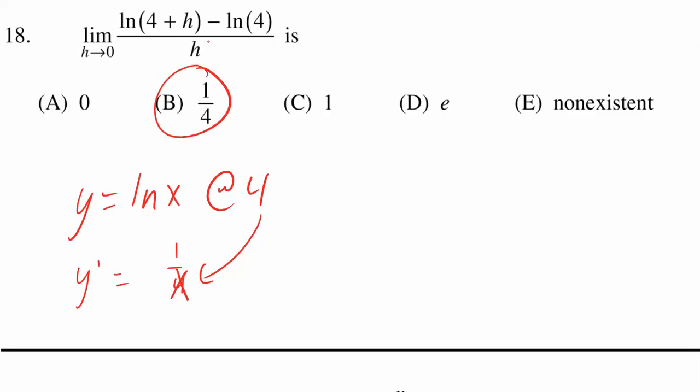Another option is actually just to derive using L'Hopital's, because we've got a 0 over a 0. The derivative of the natural log of 4 plus h is 1 over 4 plus h. The derivative of the natural log of 4 is 0. And the derivative of h is 1. So again, now I can put the 0 in for h and get 1 over 4 over 1. That would also get me there using L'Hopital's.